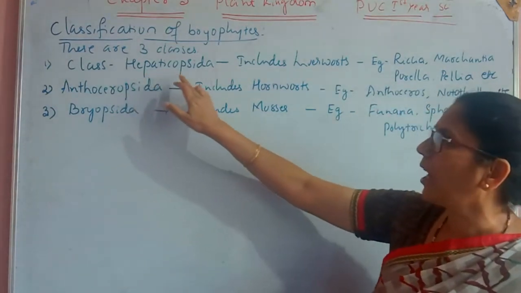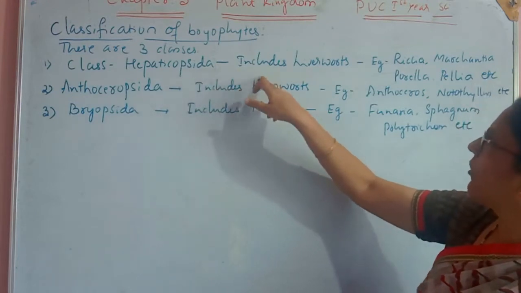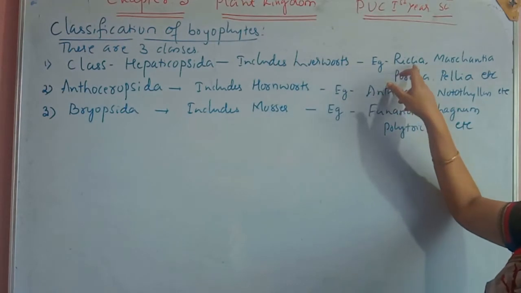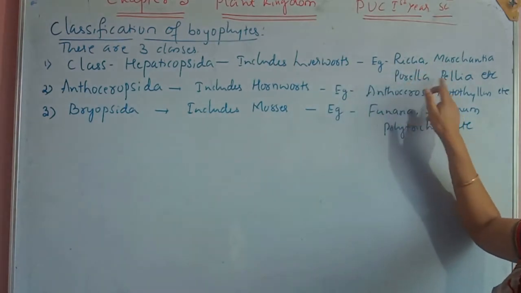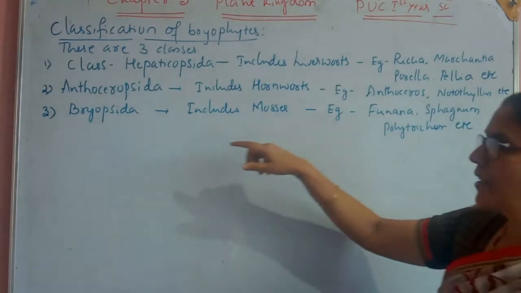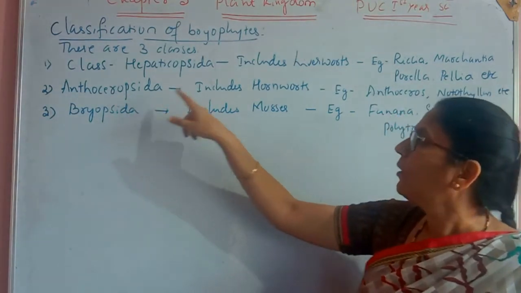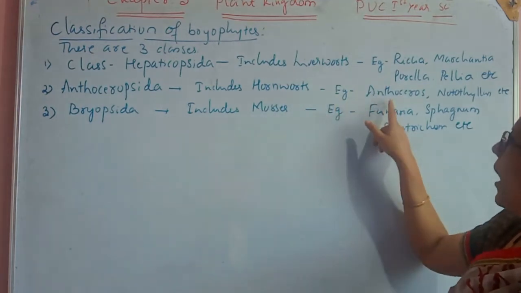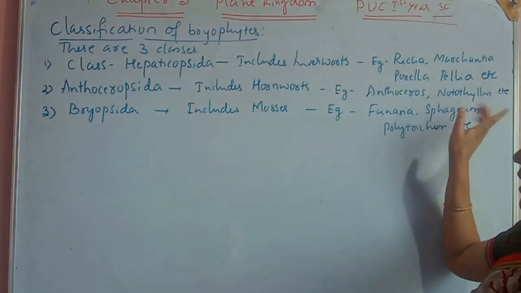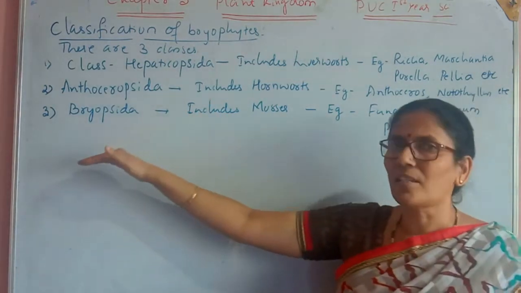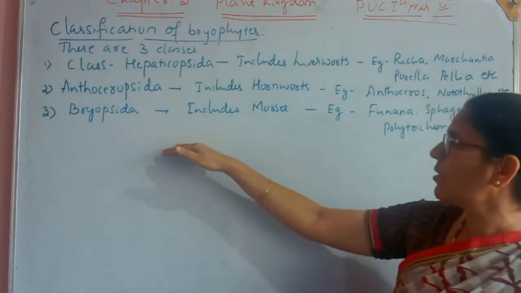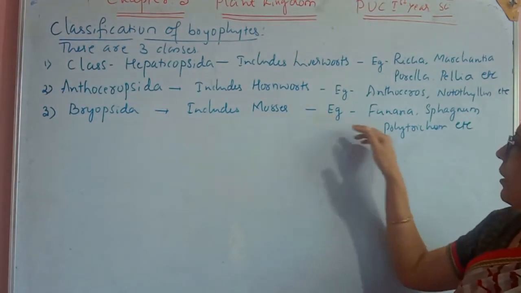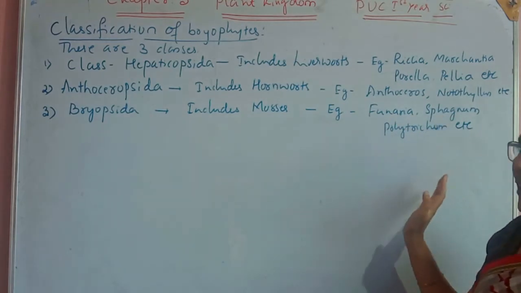The first class is Hepaticopsida, which is commonly called the Liverworts. Examples for this class are Riccia, Marchantia, Porella, Pellia. The second class is Anthocerotopsida, which includes hornworts. Examples for this class are Anthoceros, Notothylas, etc. And the third class is Bryopsida, commonly called the mosses. Examples for this group are Funaria, Sphagnum and Polytrichum.